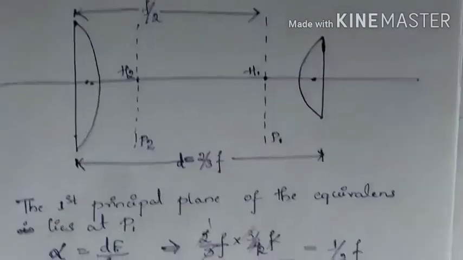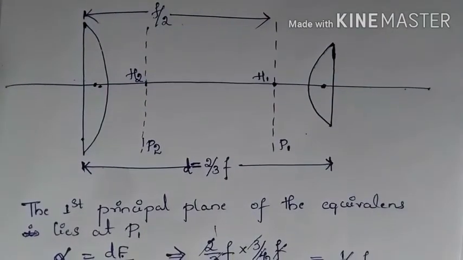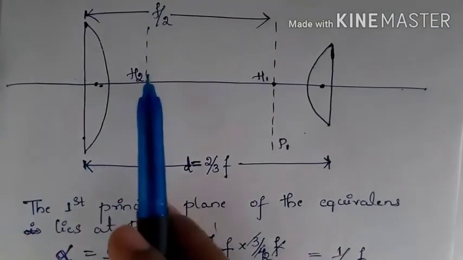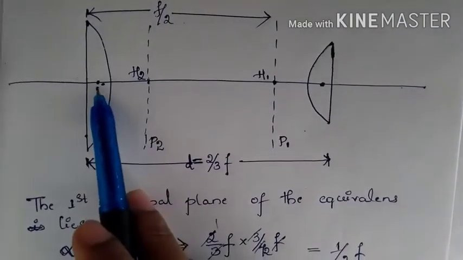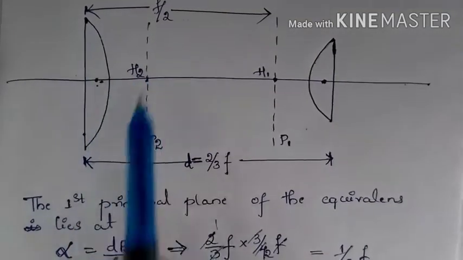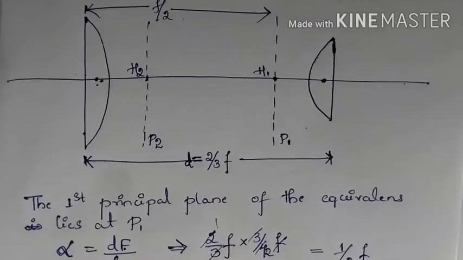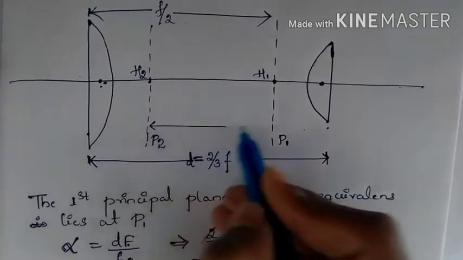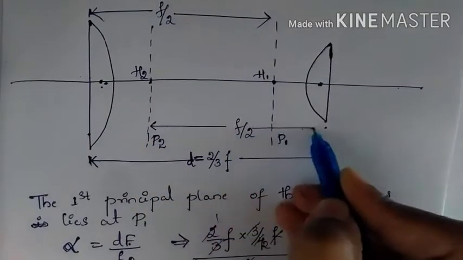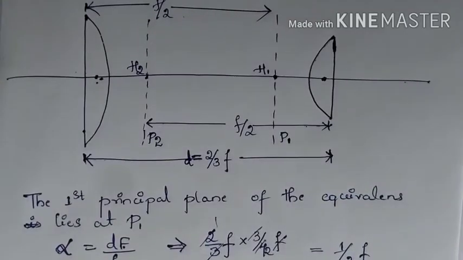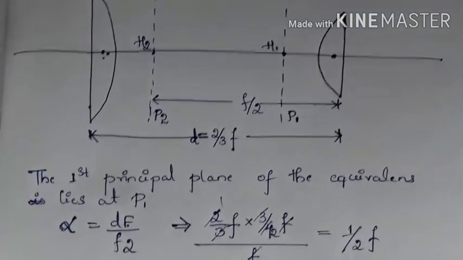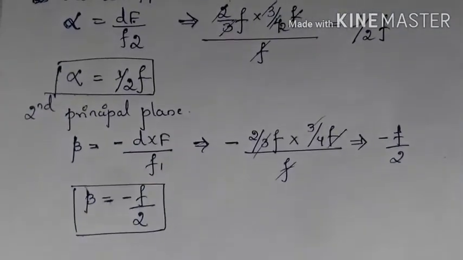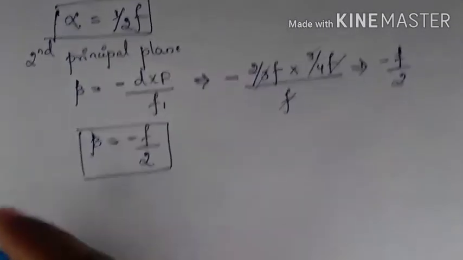So we saw where the first and second principal points and first and second principal planes are. And this H2 is lying in front of the field lens. So H2 is at a distance minus f by 2. So from here to here, it is again f by 2. Yes. Next. So we found the first and the second principal plane. Next is nodal point.